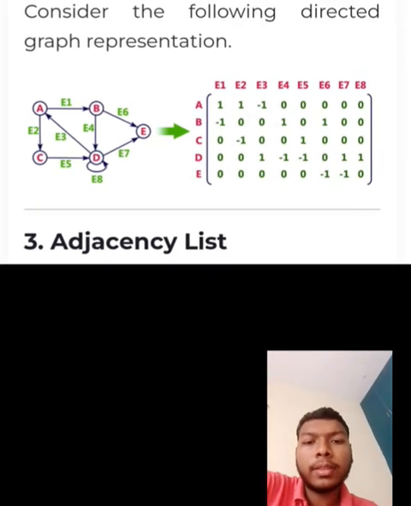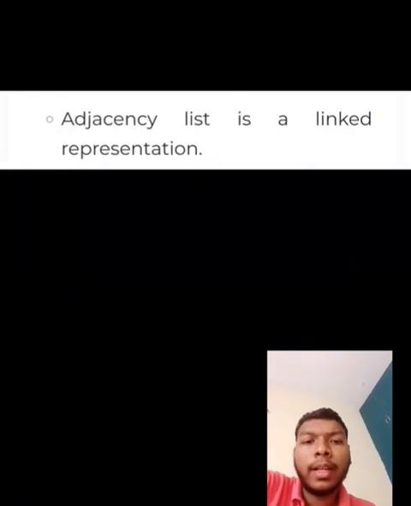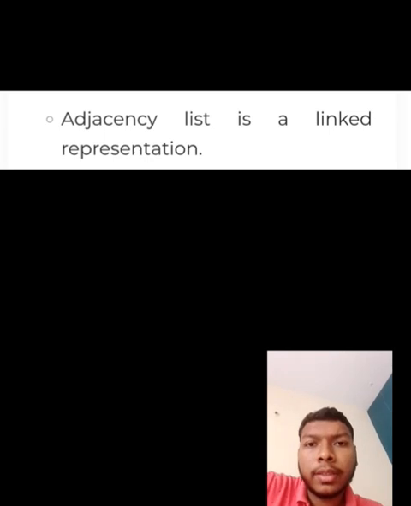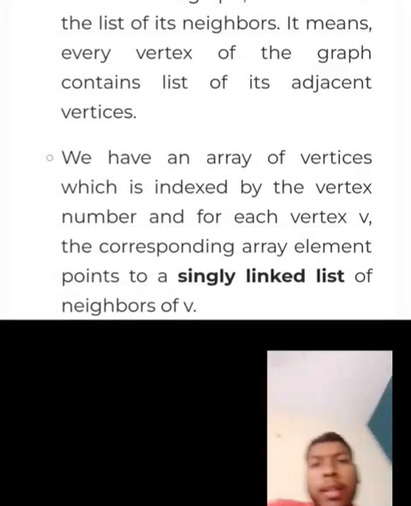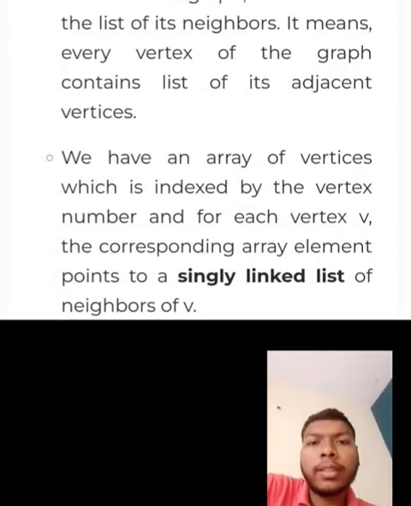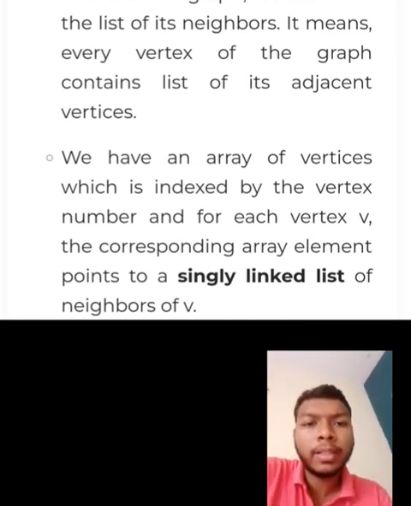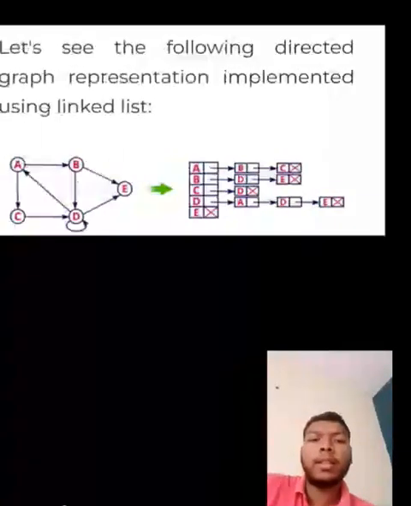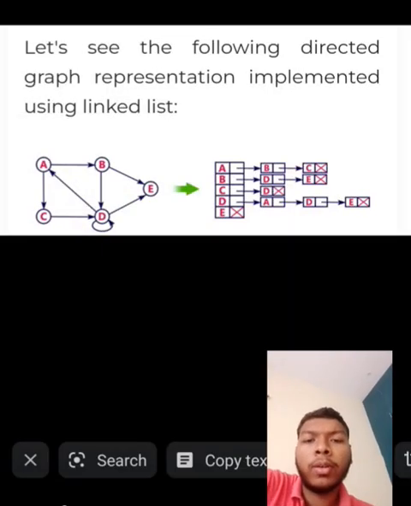Let's go to the adjacency list. The adjacency list is a linked list representation. It is simple. In this representation, for each vertex in the graph, we maintain the list of its neighbors. It means every vertex of the graph contains a list of its adjacent vertices. Let's see an example to know it in more detail.